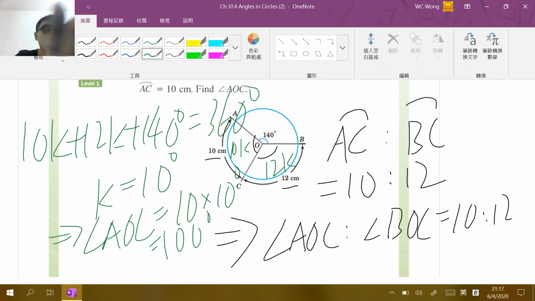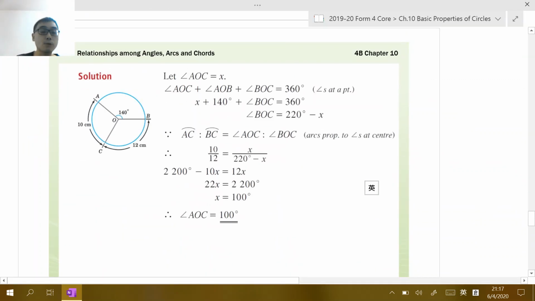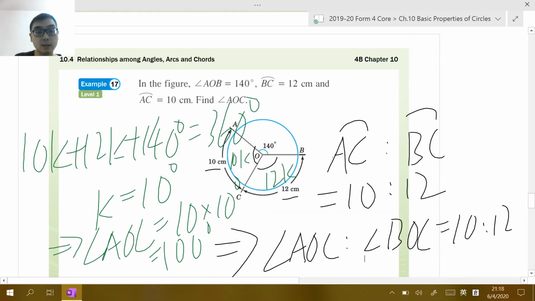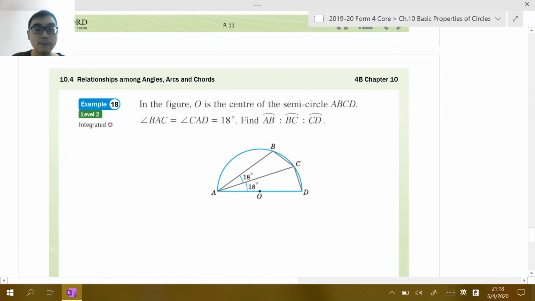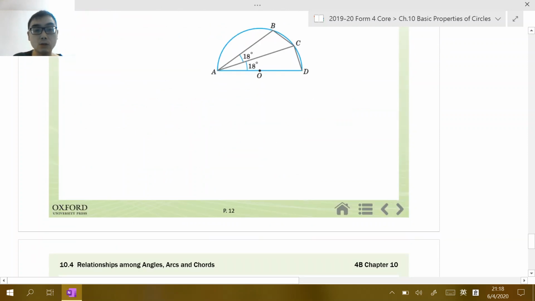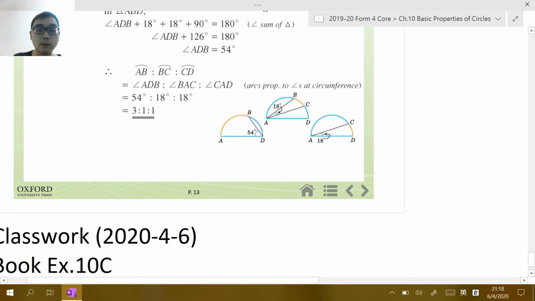For this question, it's just this easy. The book will not use the k method, but will compare the angles themselves. It's also okay to get a similar result. But I want to remind you of a very important thing: the arcs are in a ratio, so the angles are in the same ratio, and vice versa. When we do such questions, sometimes you have to draw the line. This one you may read by yourself.